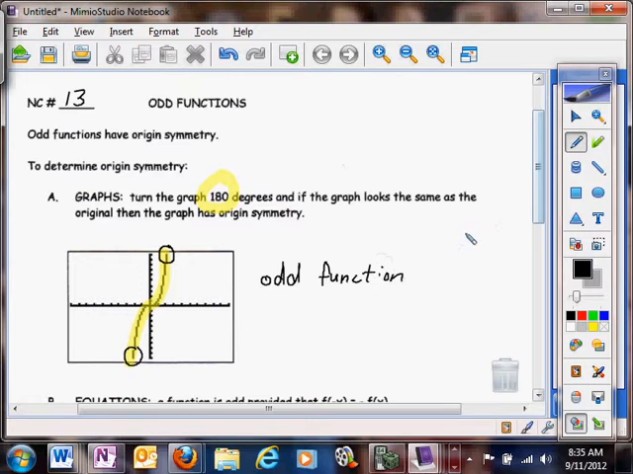You have your note cards in front of you in your note card notebook. Easily turn that upside down, and if it looks the same as it did when it was right side up, then it has odd symmetry.